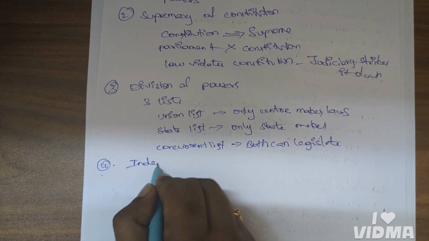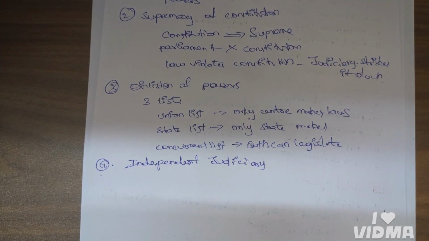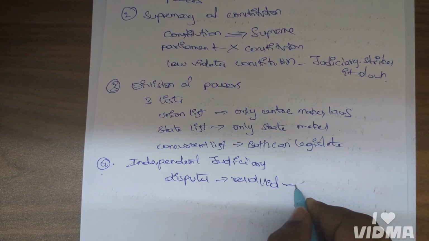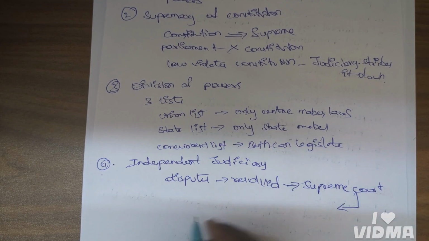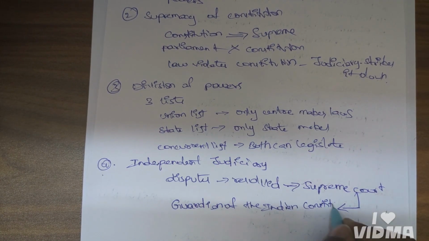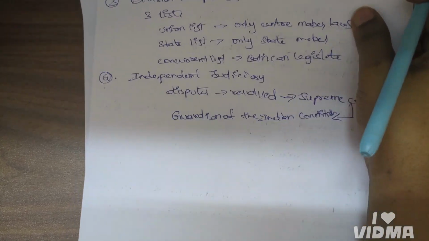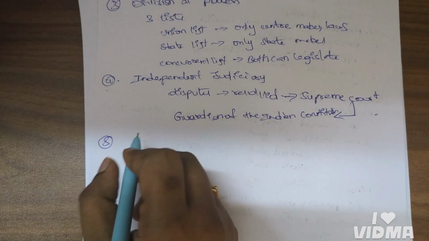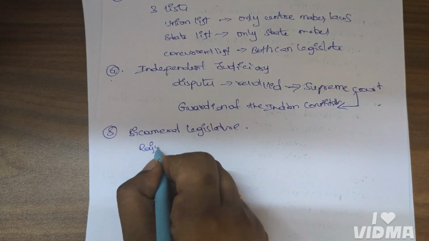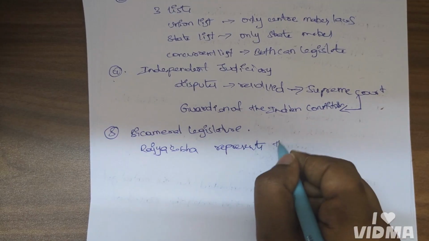Next, independent judiciary. In a federal system, disputes between center and states must be resolved by an independent authority. So India has a Supreme Court. It acts as a guardian of the Constitution and resolves center and state disputes. It is a previous year question, guys. Guardian of the Indian Constitution, Supreme Court. Next, bicameral legislature. It means two houses: one is the upper house and one is the lower house. The Rajya Sabha represents the states at the center. This is another federal feature.